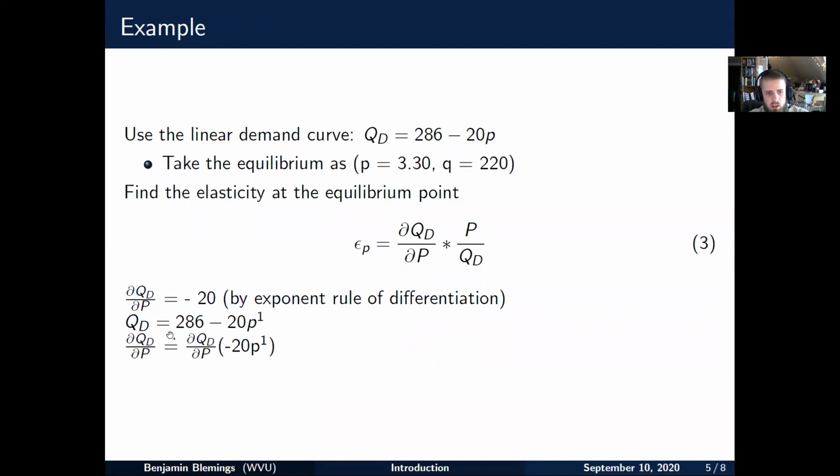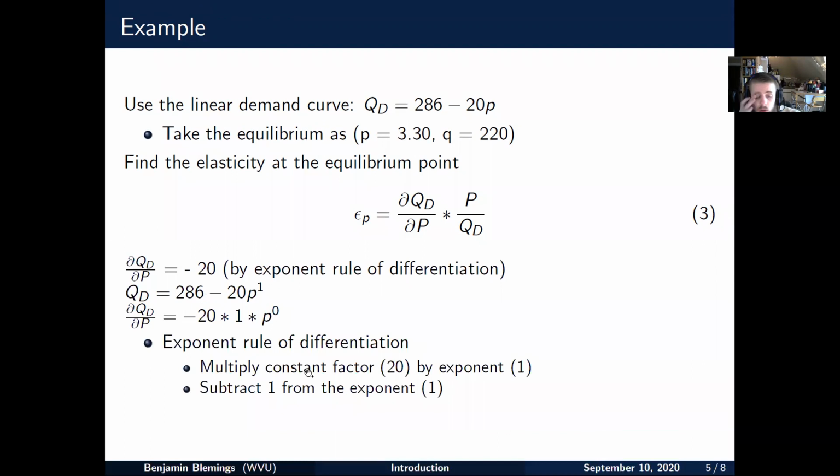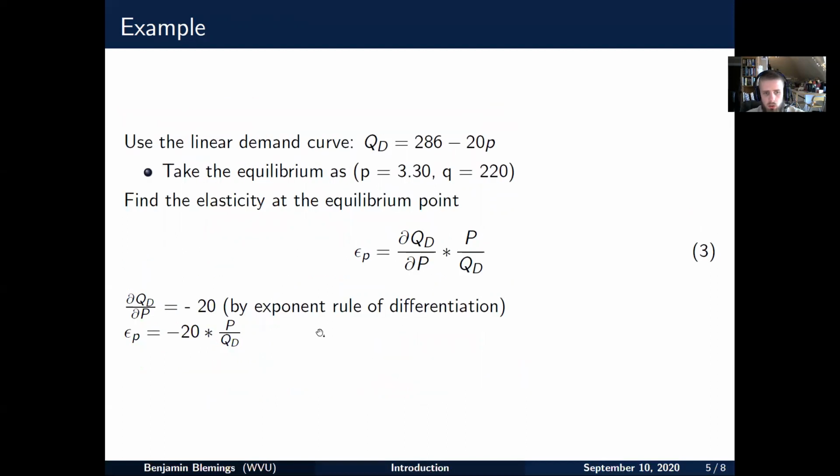Then I have dQd over dP of -20p to the first power, and I need the exponent rule of differentiation to do this. So what I do is I multiply the constant factor -20 times the exponent 1, which is still just -20, and that's this part. And then I subtract 1 from the exponent, and I get p to the 0, which is just 1.